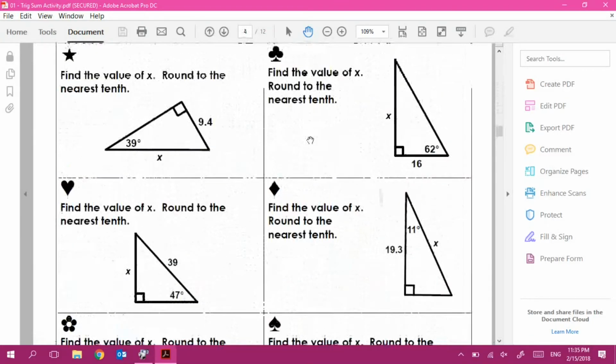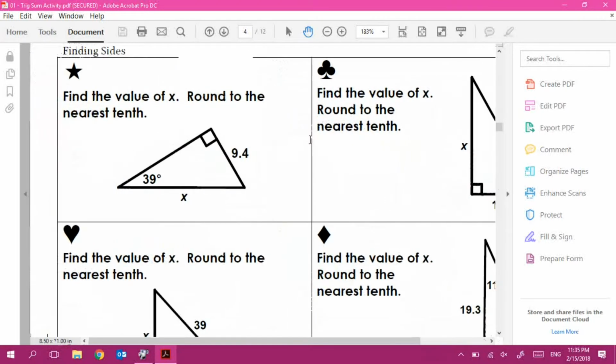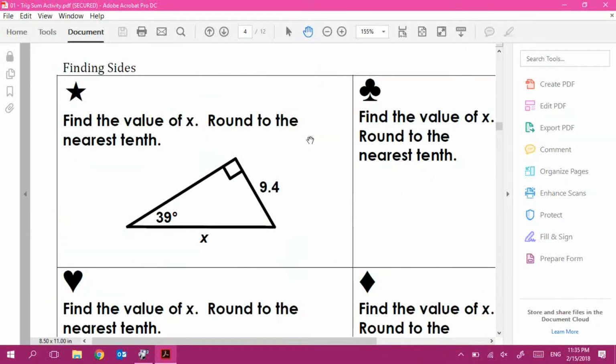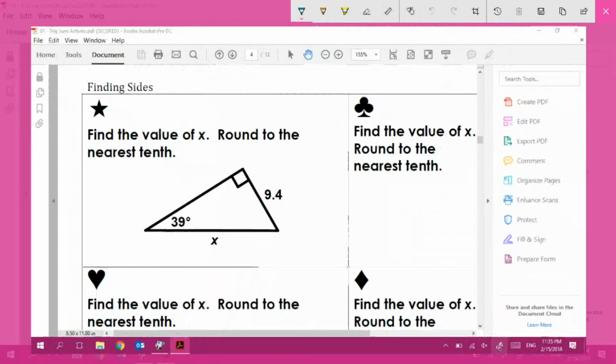We're going to do some examples and we're going to start with some finding side problems. So let's do a finding side problem. If this is not the same question that's on yours, then just follow the process. This is more to understand the process, not just to copy answers, which I know some of you do. Alright, so finding sides, we're going to do the star question first.